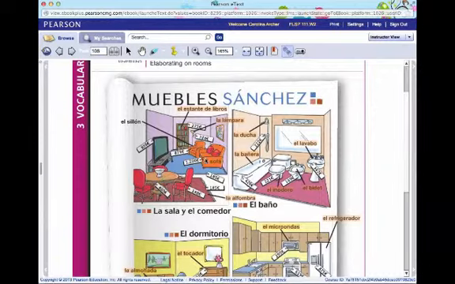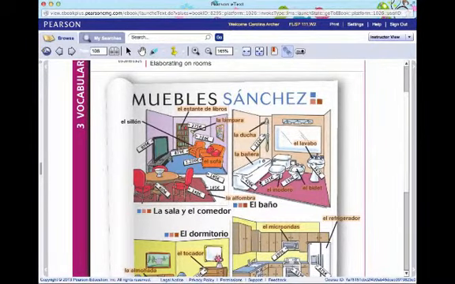El sillón, the armchair. El sofá, the sofa. El estante de libros, the bookcase. La lámpara, the lamp. La alfombra, the carpet.